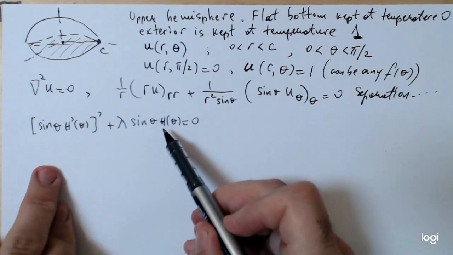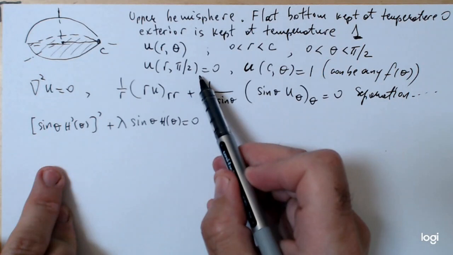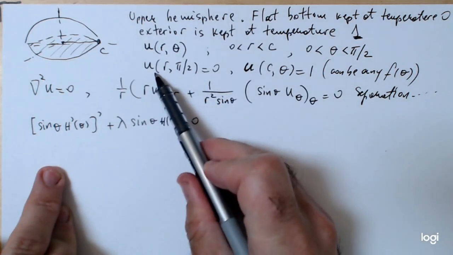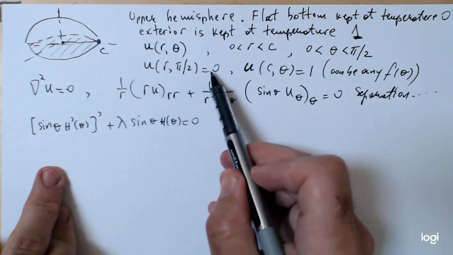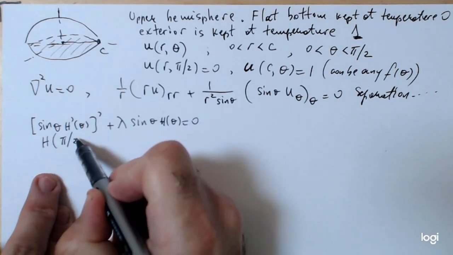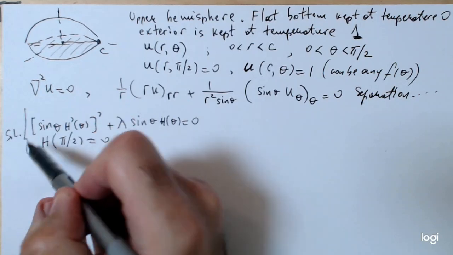Boundary conditions, sometimes you don't have any boundary conditions, but in this case we have a homogeneous boundary condition. And that comes from separating this guy here. So this is going to be R of little r times H of pi over 2, which implies big H of pi over 2 equal to 0. So this will be the Sturm-Liouville problem to solve first.